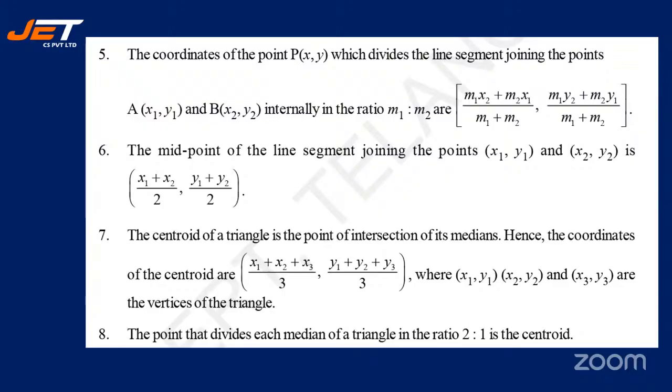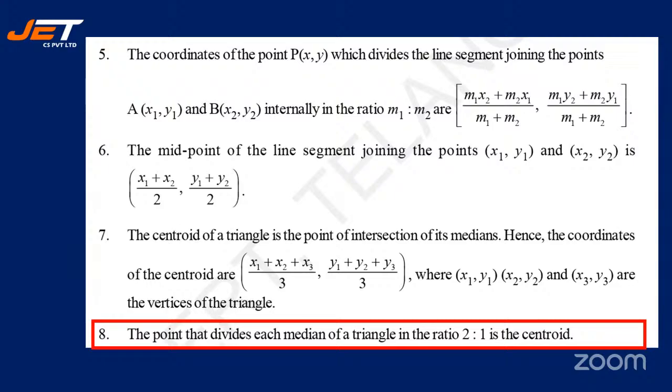Next is your centroid. Centroid is x1 plus x2 plus x3 by 3, y1 plus y2 plus y3 by 3, where x1 comma y1, x2 comma y2, and x3 comma y3 are the vertices of the triangle. Next we have the point that divides each median of a triangle in the ratio 2:1, which is called the centroid.